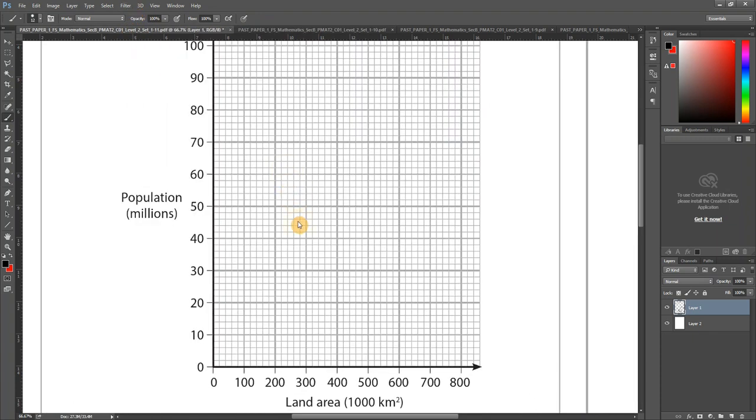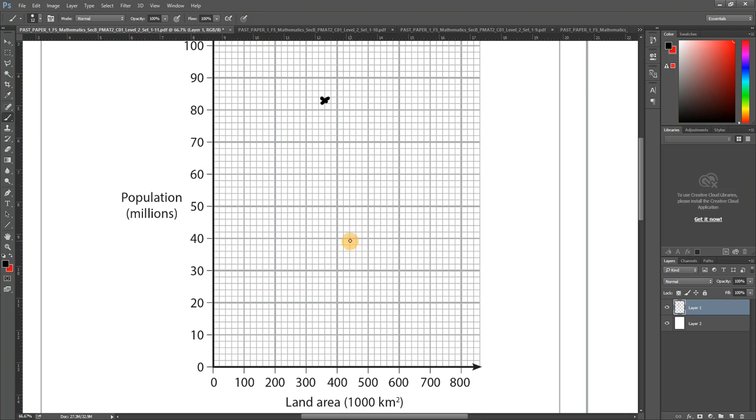83. 360 is there, so let me see where that's going to be. So 82 is there, 83 is going to be halfway. So there's my first one, there's my first point.